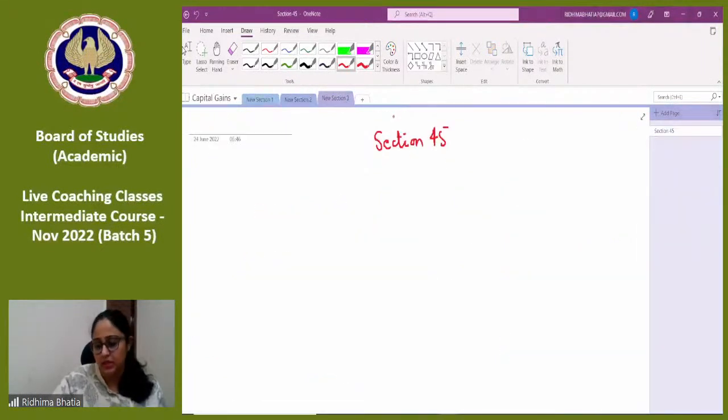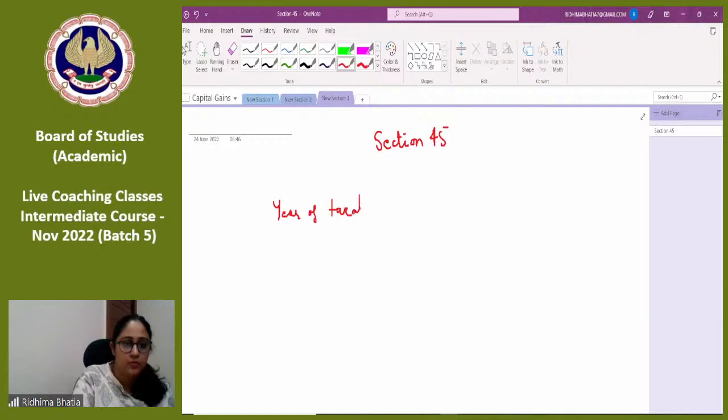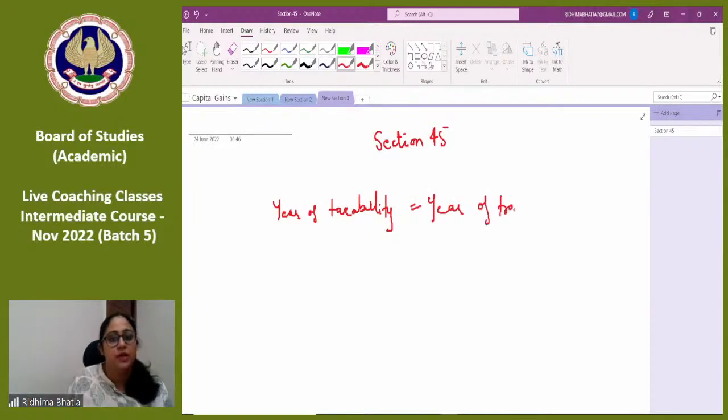So until now, again and again, I was saying that in section 45, the year of taxability would always be the year of transfer, right? Year of taxability would be the year of transfer. You have to see which year the transfer has taken place. In that previous year, you will offer the capital gain, or the gain arising from the transfer of the capital asset. Correct. This is what section 45 says. Now, in the coming few minutes, we'll start talking about the exception to this general rule.